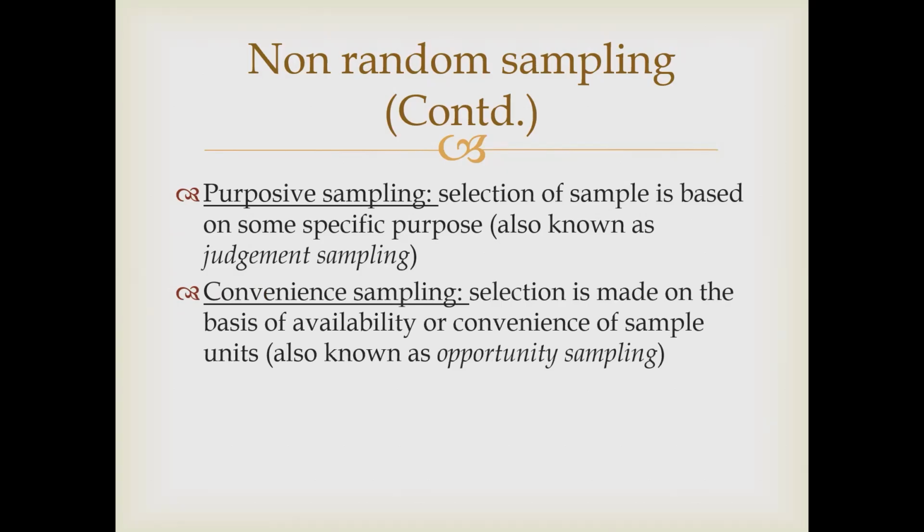Next one, convenience sampling. The selection is made on the basis of availability or convenience of the sample units. It is also known as opportunity. There should be an opportunity to meet them and collect the data. They should be available. They should be convenient. Remember, it is not the convenience of the researcher. We are not speaking about the convenience of the researcher. We are speaking about the convenience of the sample units.